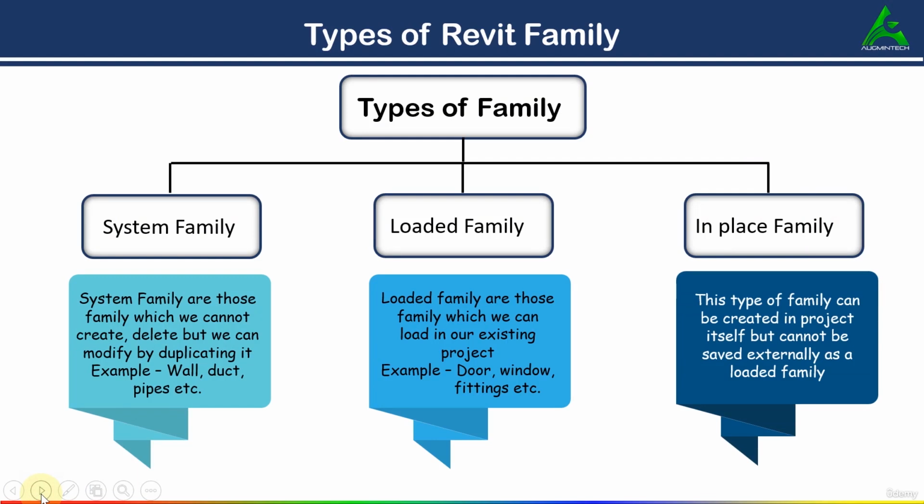In-place family, this type of family can be created in the project itself, but cannot be saved externally as a loaded family. Suppose you are creating an architecture layout and you create any family in the project itself, so that type of family is called an in-place family. But remember, we cannot save that family externally as a loaded family. In the project we are creating it itself. That is called an in-place family. So this is all about the types of family.